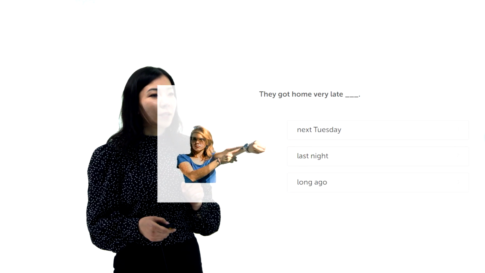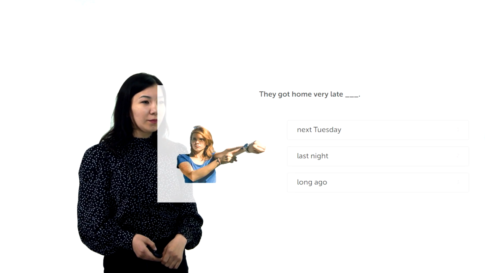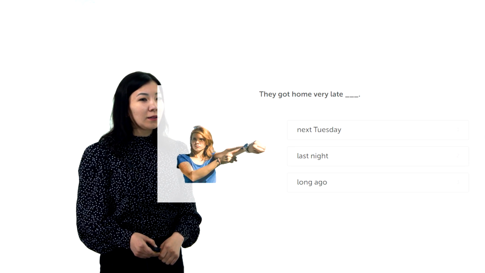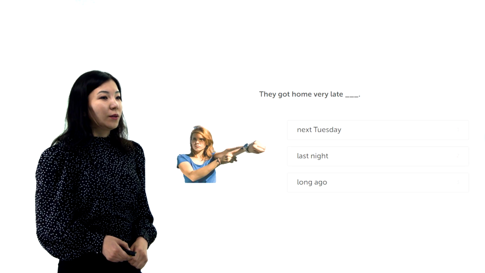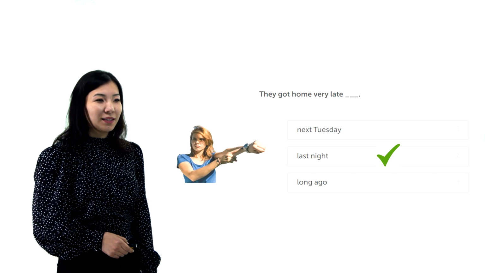Now let's do some other exercises here. There are 10 more multiple choice questions. I want you to do them, and I'll give you a few seconds to think about them. The first one is, they got home very late. So the right answer would be, they got home very late last night. See? Next one.